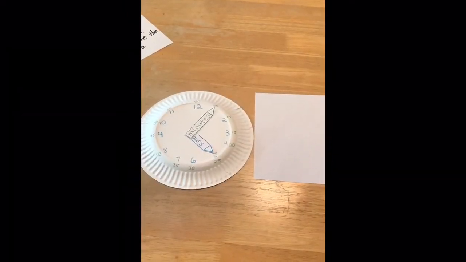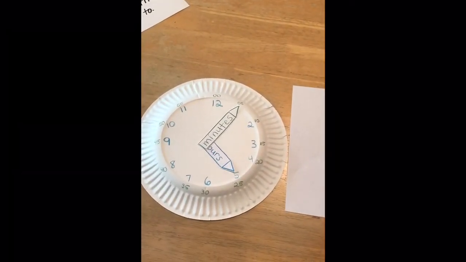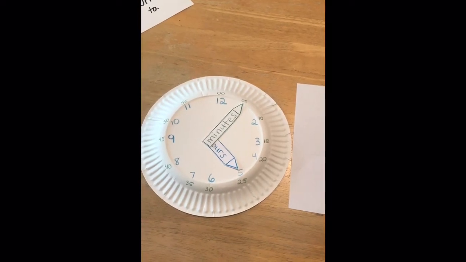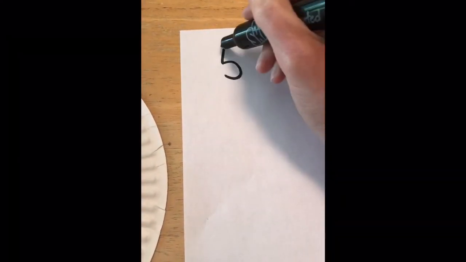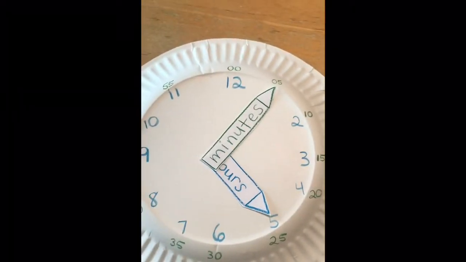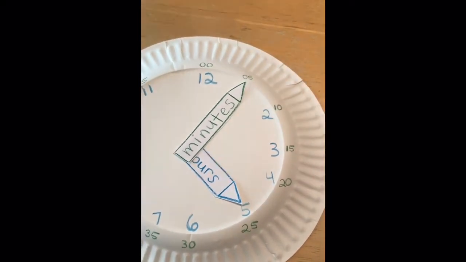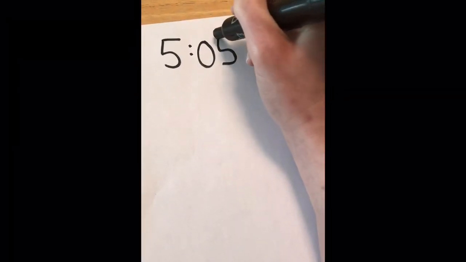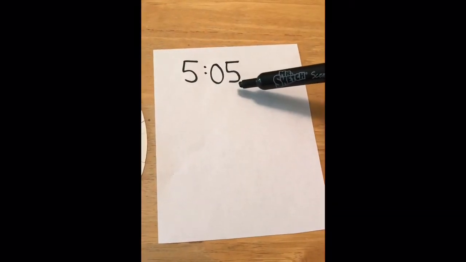All right, here's your last question. Go ahead and tell me what time that clock is showing. In this case, the hours hand is pointing to the 5, so I'm going to start by writing the number 5, followed by a colon. The minutes hand is pointing up here, and make sure that you copy out the 0 and then the 5. And the way we say this time is 5:05.